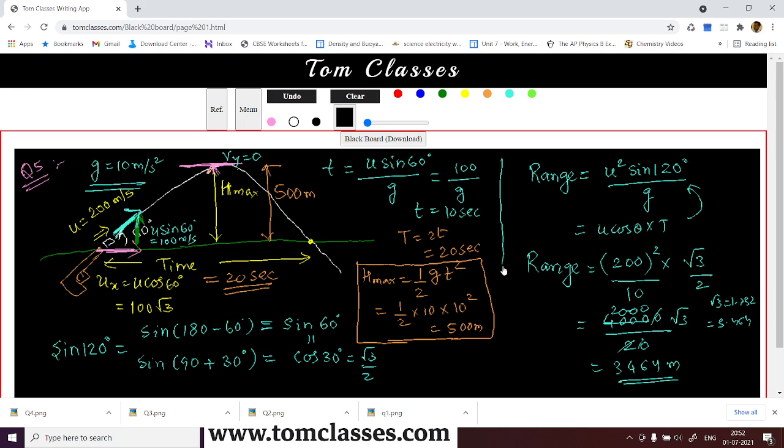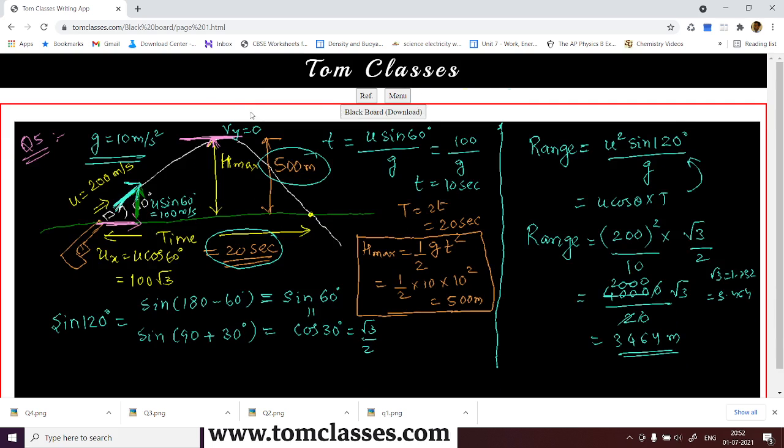So this is some extra thing which you can try, which has not been asked in the question. The bullet will land around 3.5 kilometers, and the time which it will take is how much? It is going to take 20 seconds, right? Such a short time, and it will attain the maximum height of 500 meters. Time to reach the maximum height will be just 10 seconds. In 10 seconds, it will reach half a kilometer.